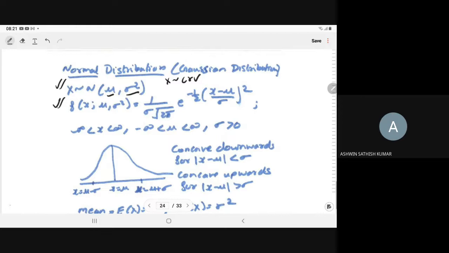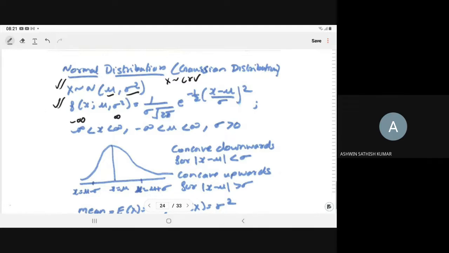1 upon sigma root 2 pi, e to power minus half of ((x minus mu) upon sigma) whole square, where x lies between minus infinity and infinity. Mu also lies between minus infinity and infinity, and sigma is always positive.